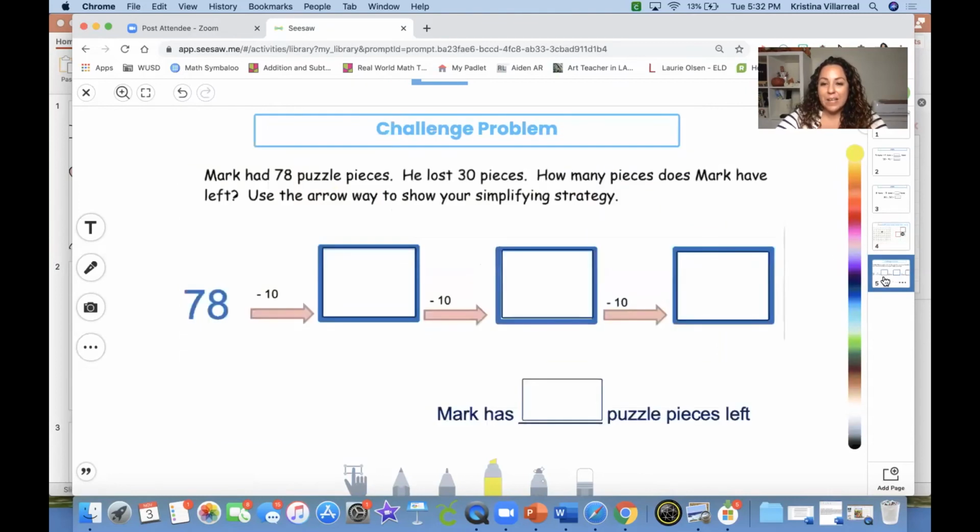And then you have a challenge problem. Let's read it for you. Mark had 78 puzzle pieces. He lost 30 pieces. How many pieces does Mark have left? Use the arrow way to show your simplifying strategy.